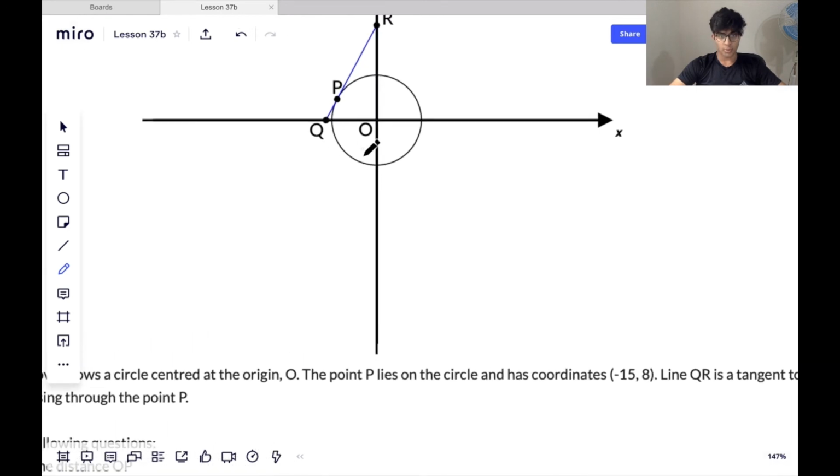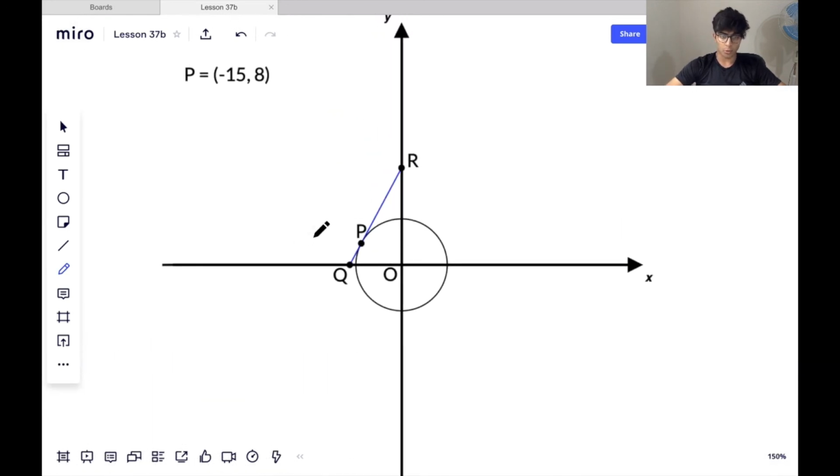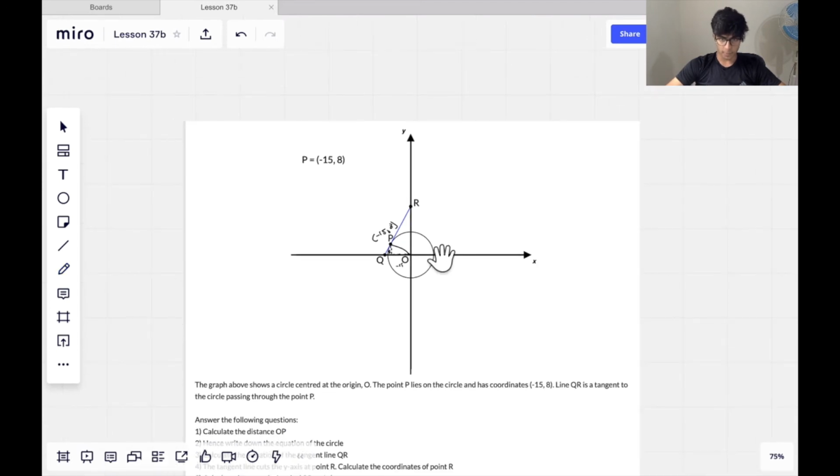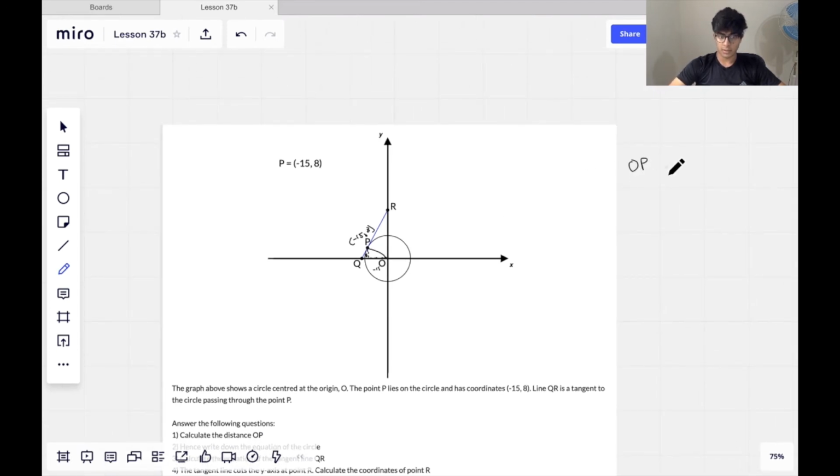So if we zoom in, perhaps, I like to label the coordinates, so I'll just label this minus 15, 8. So it passes through the origin and to P. And we just use a bit of cheeky Pythagoras. We have that this is not minus 15, just 15, and that's 8. So the length OP by Pythagoras, we have OP squared is equal to 15 squared plus 8 squared. So OP is equal to the root of that. So we go 15 squared plus 8 squared, square root that to get 17.